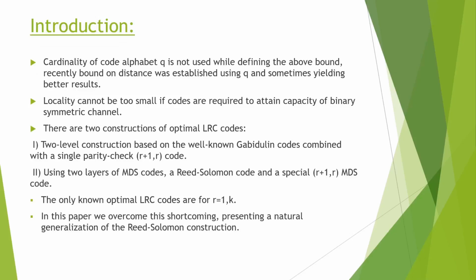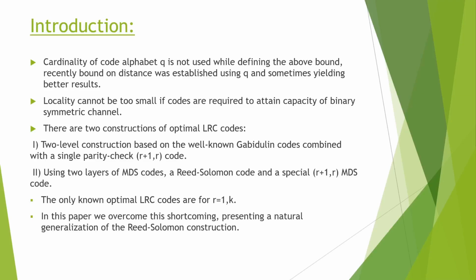However, when defining the above bound, the cardinality of the code alphabet Q is not used. While recently a bound on distance was established using Q, and sometimes it is found to be yielding better results. Locality cannot be too small if the codes are required to attain the capacity of the binary symmetric channel.